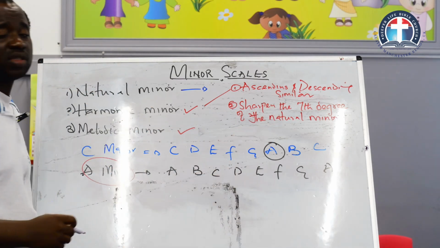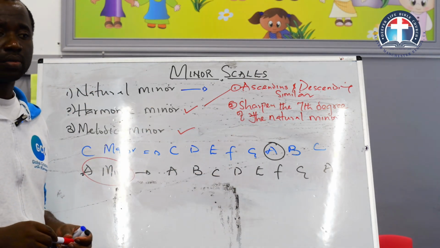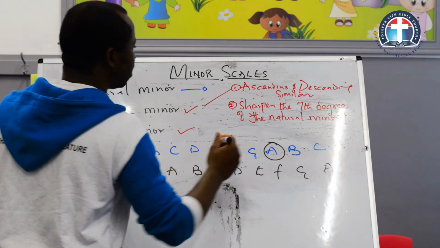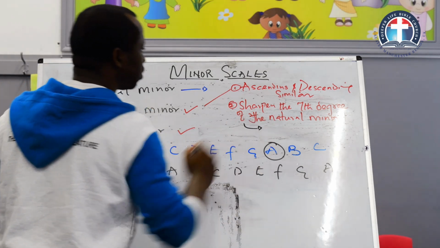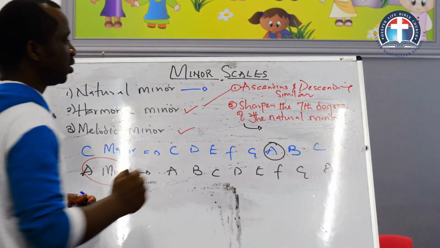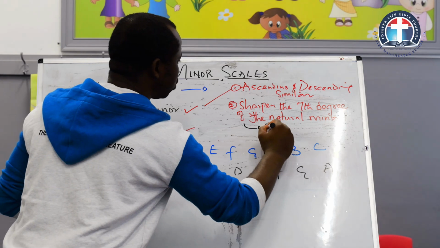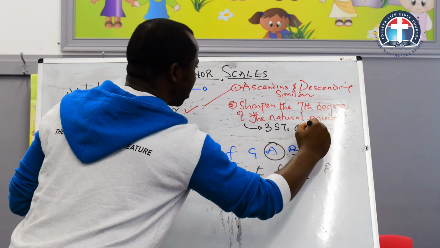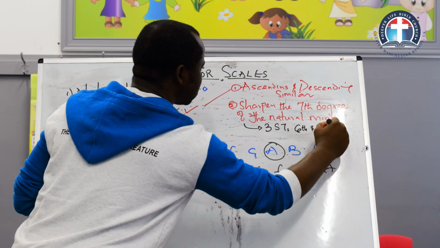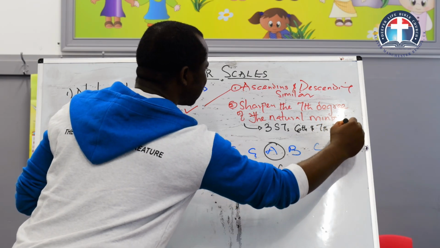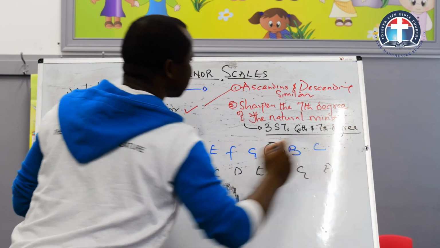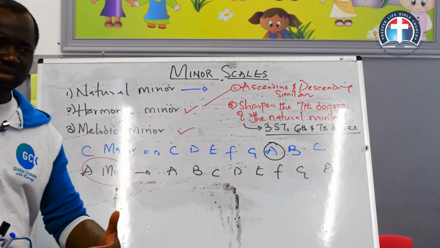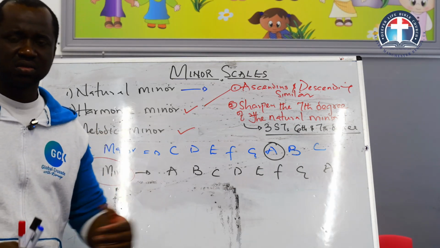You sharpen the 7th degree of the natural minor. So what does that tell us when you sharpen the 7th degree of the natural minor? It tells us that there will be 3 semitones between the 6th and 7th degree. That is just the difference. This is the key difference. There will be 3 semitones between the 6th and the 7th degree.